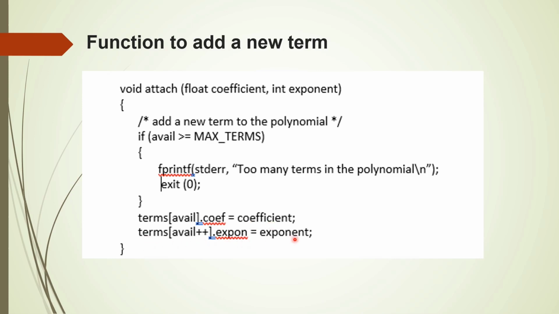So available dot exponent is equal to exponent. Then you have to make the available or avail pointer point to the next location.